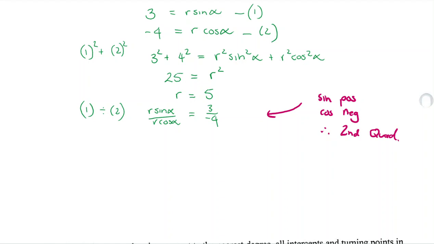The r's will cancel out and we get tan alpha equals negative 3 over 4. You will need to do this in your calculator because it's not an exact value. To the nearest degree, what did you get? So it automatically went to the second quadrant, right? You found the acute angle first and then subtracted, yeah. So you had to put it into the second quadrant.